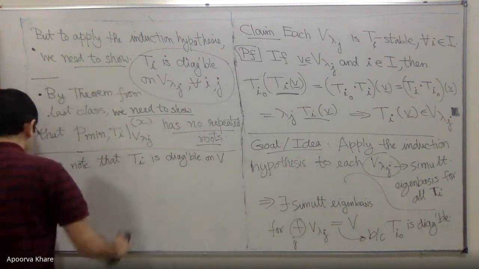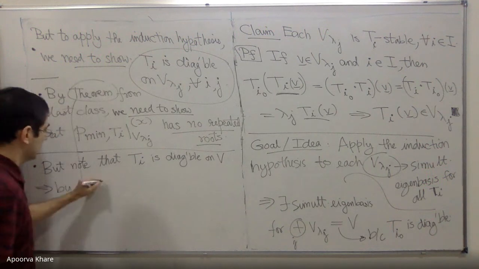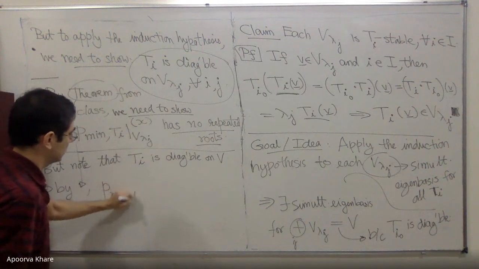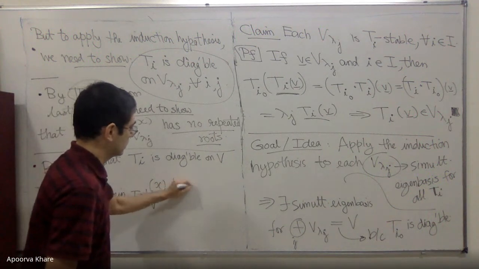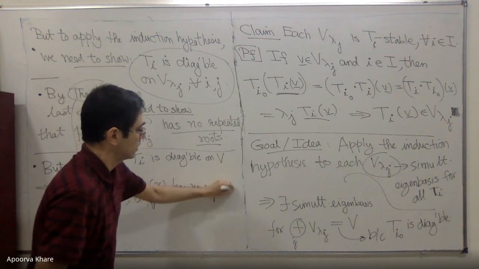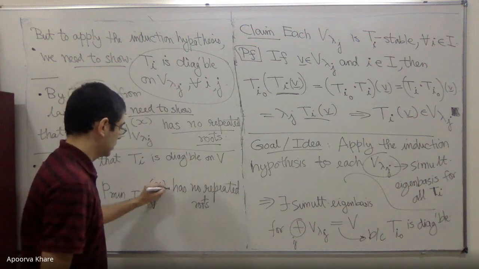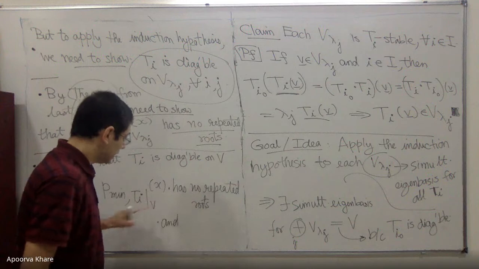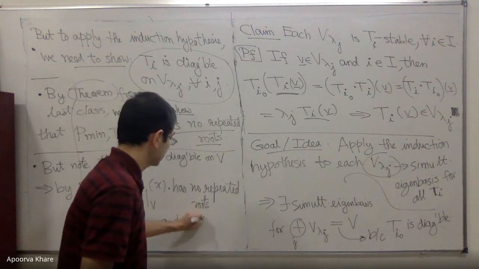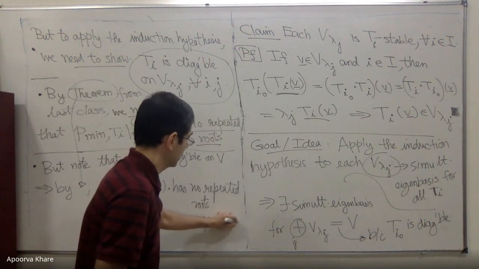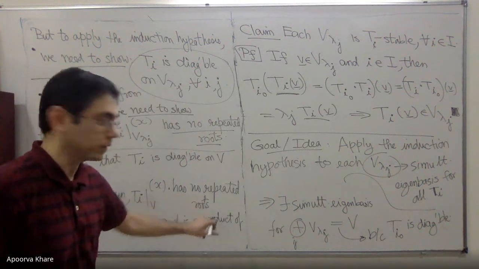Okay. Therefore, by the same theorem from last class, the minimal polynomial of Ti when restricted to all of V has no repeated roots. And also, the polynomial actually factorizes into a product of linear factors. So it's like x minus lambda 1, x minus lambda 2, x minus lambda k, and all the lambda i's are distinct. There are no repeated roots.